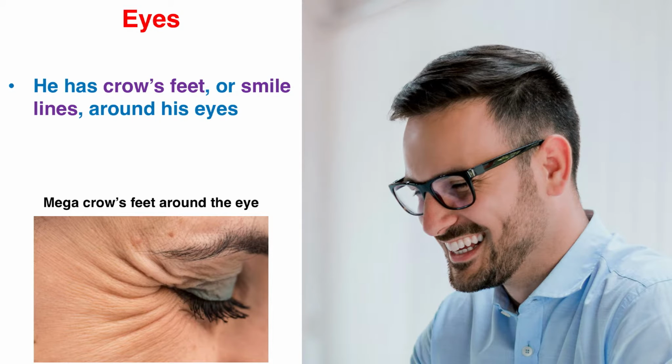Although we can't see his eyes, like we can't see his pupils or irises or the whites of his eyes, we can see around his eyes. And one thing I would say about his eyes is that he has crow's feet. And crow's feet is this. So these are wrinkles around the eyes. You can also call these smile lines because when you smile, crow's feet become more visible.